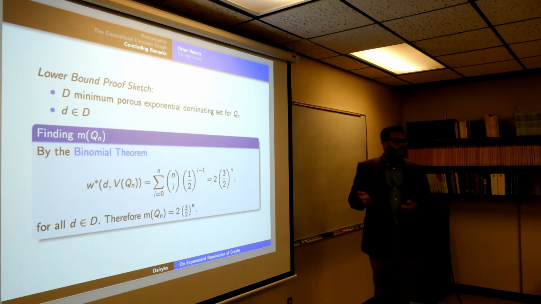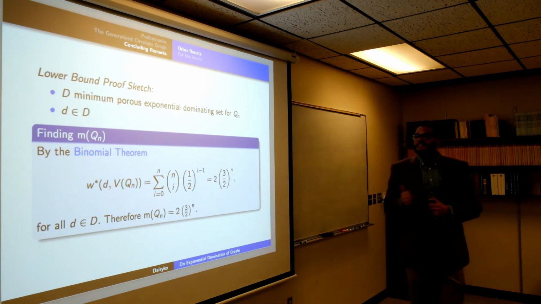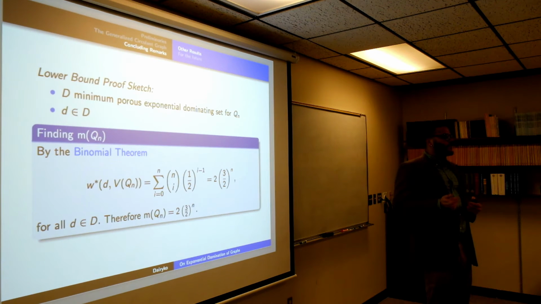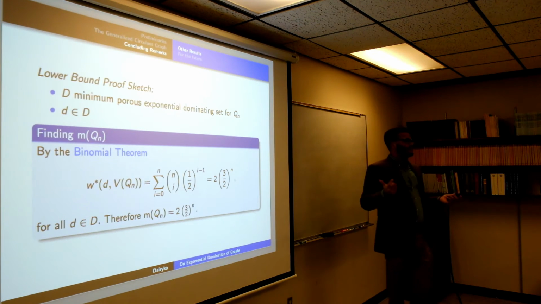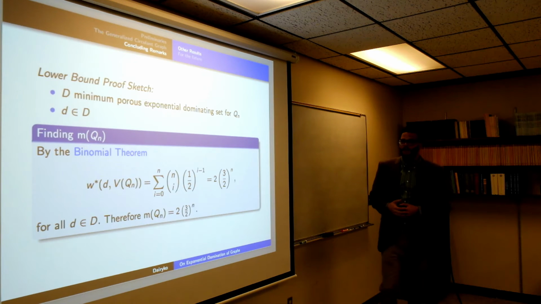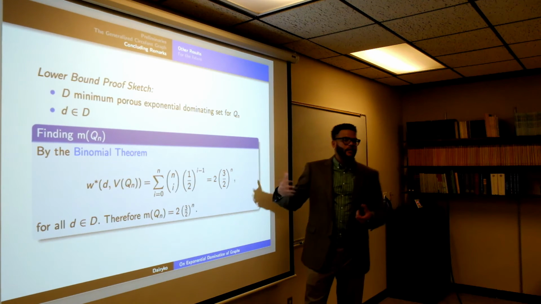So for the lower bound proof sketch, we're going to have D being a minimum porous exponential domination set, and I'm going to assume that little d is a member of big D. Okay? So the first thing we're going to do is find Q of M.